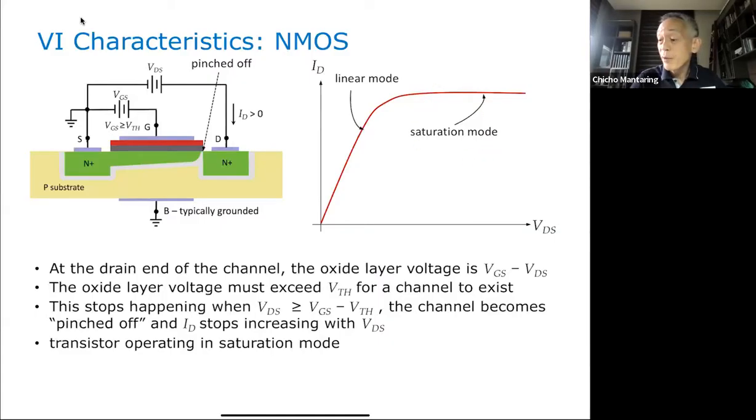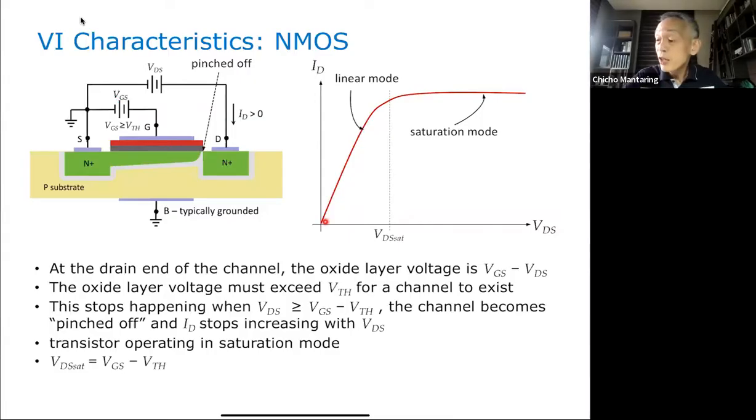And when does that happen? That happens at this point, at VDS sat, where VDS sat is equal to VGS minus VTH. So for different values of VGS, it will happen at different points. So VDS sat is dependent on VGS and your threshold voltage VTH.